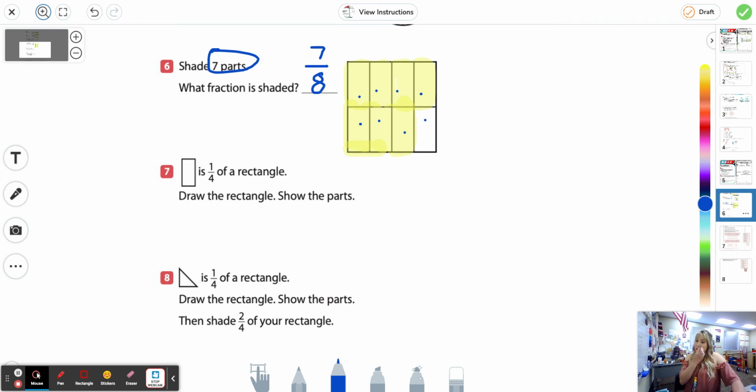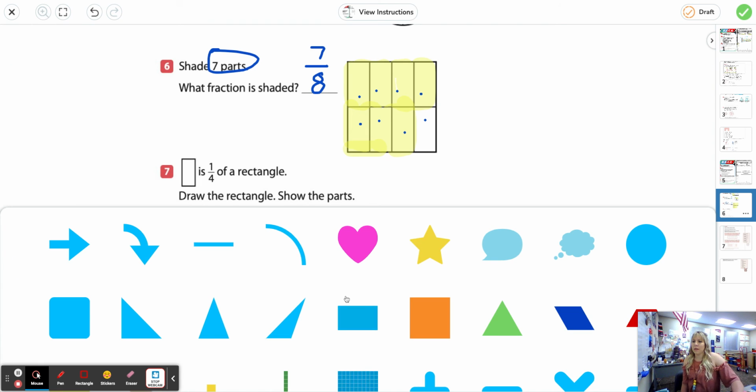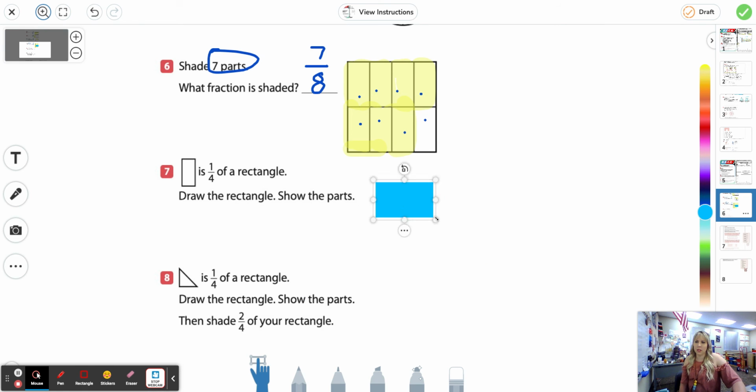Now, on number 7, it says to draw the rectangle and show the parts if this is 1/4 of a rectangle. What I'm going to do instead is grab the shapes tool. I'm going to grab a rectangle. I'm going to put it over here, make it a little bit bigger so I can see all my pieces. It wants me to show the parts if it was divided into fourths. So if this was a 4th.